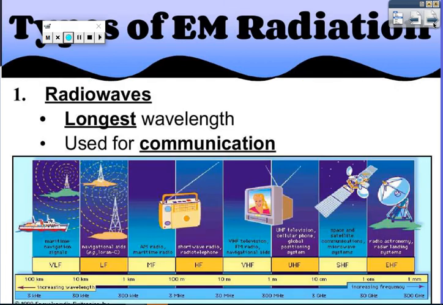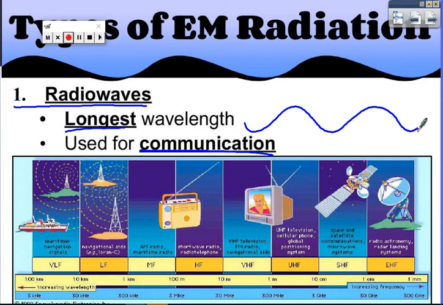So the first type we're going to talk about is radio waves. Longest waves, and they are for communication. So just longest and for communication. These are way down low, and they're going to be very long, slow waves. So radio waves are slow and low.